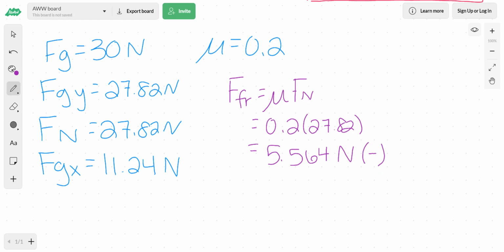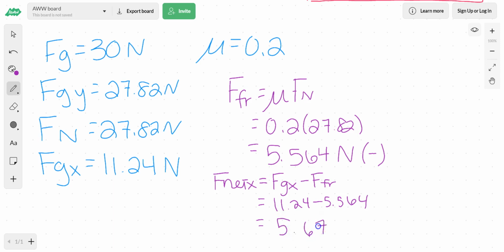So we have FGX and force of friction as our x direction forces. So we will calculate using our net equation. F net x is going to be FGX minus the force of friction because they're in opposite directions. So F net x is going to be 11.24 minus 5.564, which is 5.676 newtons, which is definitely less than the previous problem.